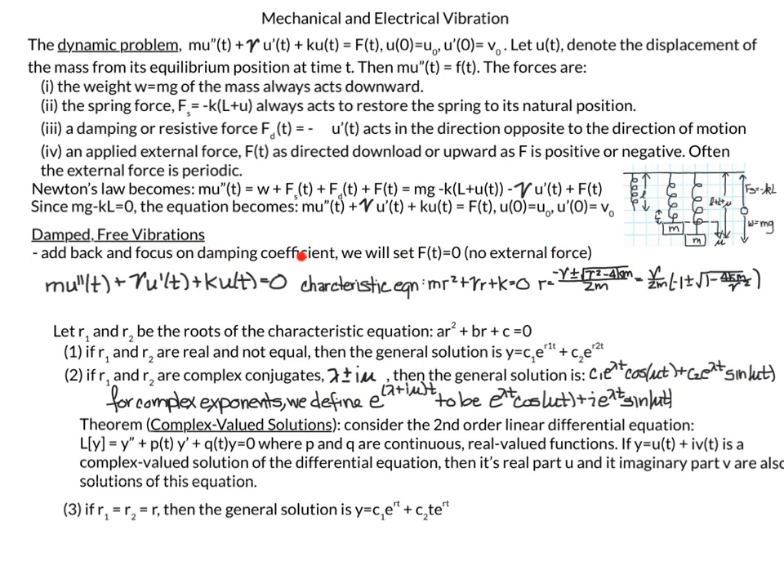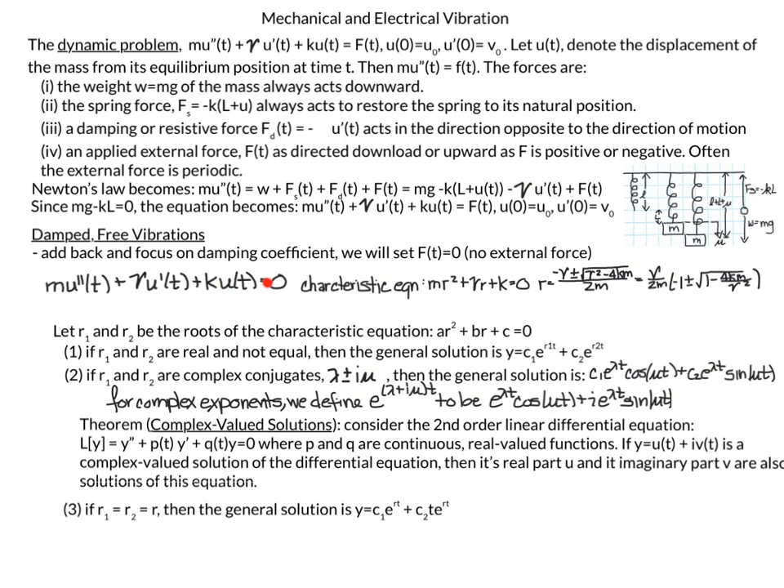Now we're going to focus where we have no external forces. So we're going to add the damping coefficient and we're going to have f of t equals 0. So now we have this second order linear, homogeneous because f of t is equal to 0, differential equation with constant coefficients. Remember mass, gamma, and k, they're all constants.